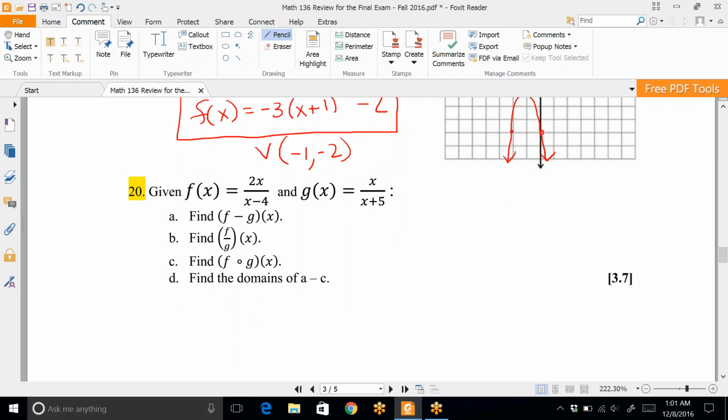For number 20, we are doing some function stuff. So we want to subtract the two functions. They're both fractions, so we're going to need a common denominator.